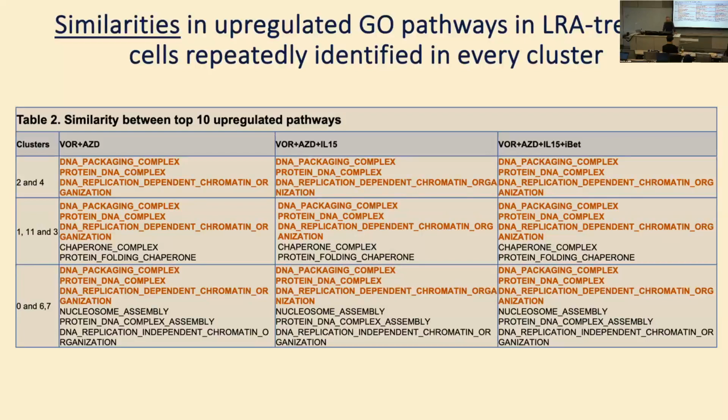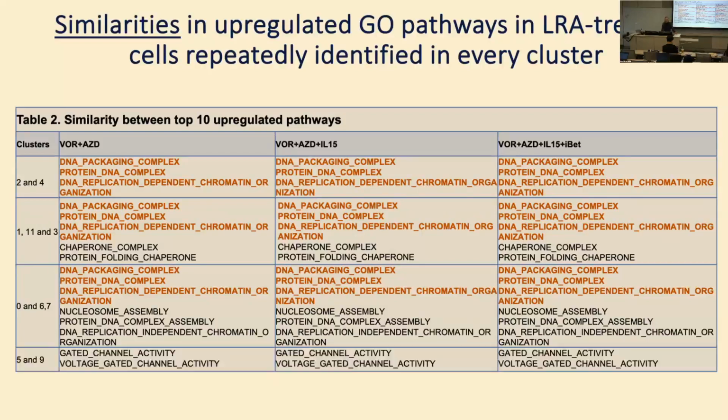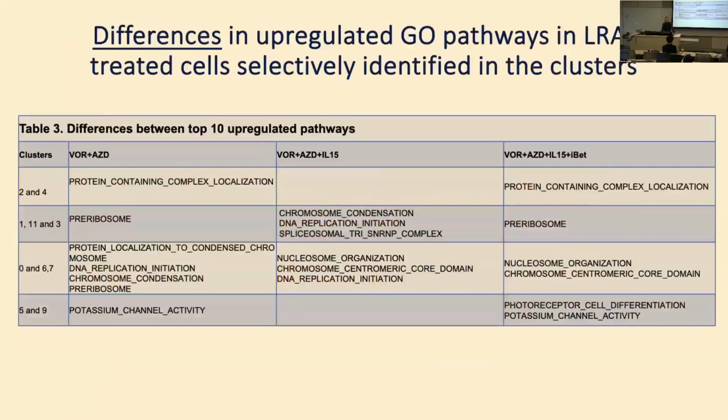So what it means is that there are a lot of differences in gene transcripts, but overall, latent reversing agents upregulated what is known to be expected, and it had major effects on all of them. We didn't find something peculiar about any. So then we wanted to see, if there is so much similarity, what are the differences? There were a few differences, but again, it was related to either protein-containing complex localization or regulation of pre-ribosome. It was not something we can go after when we're trying to treat patients with HIV.